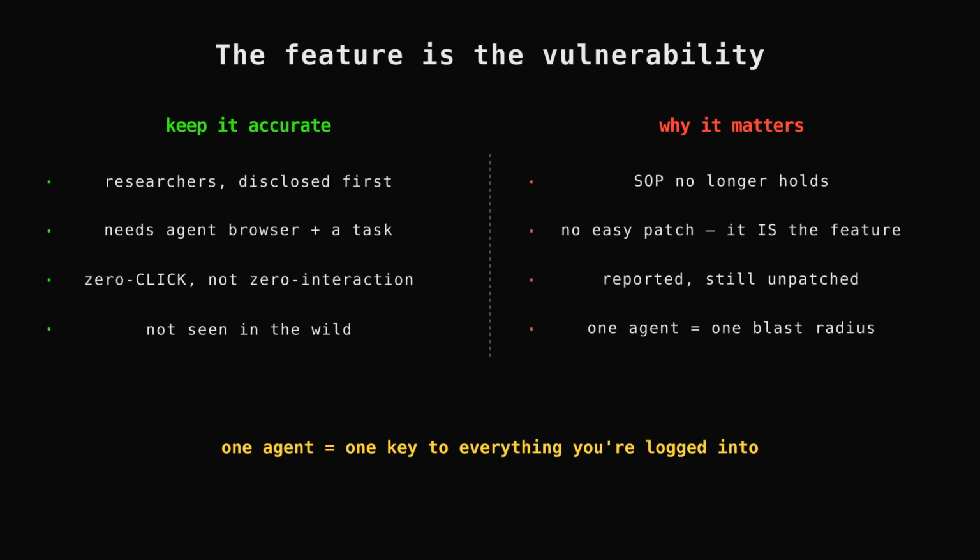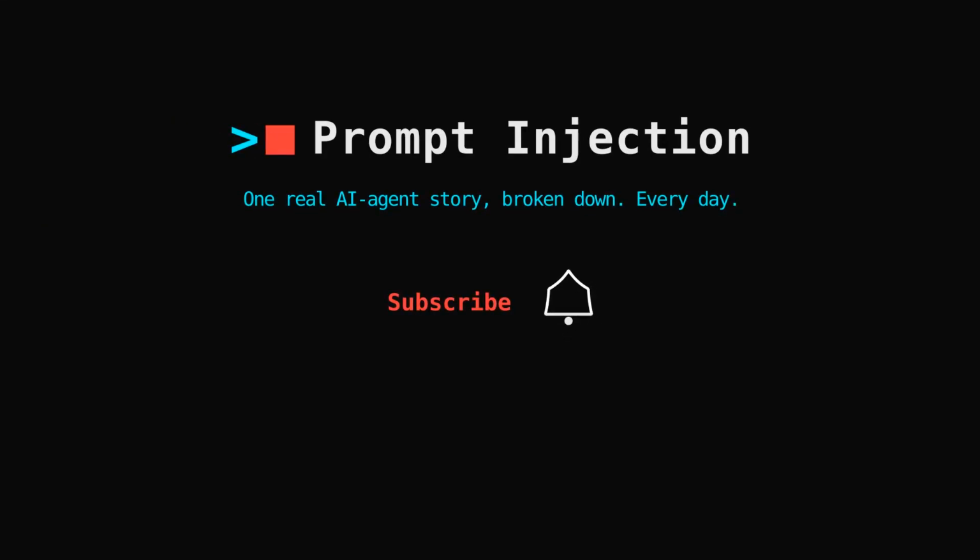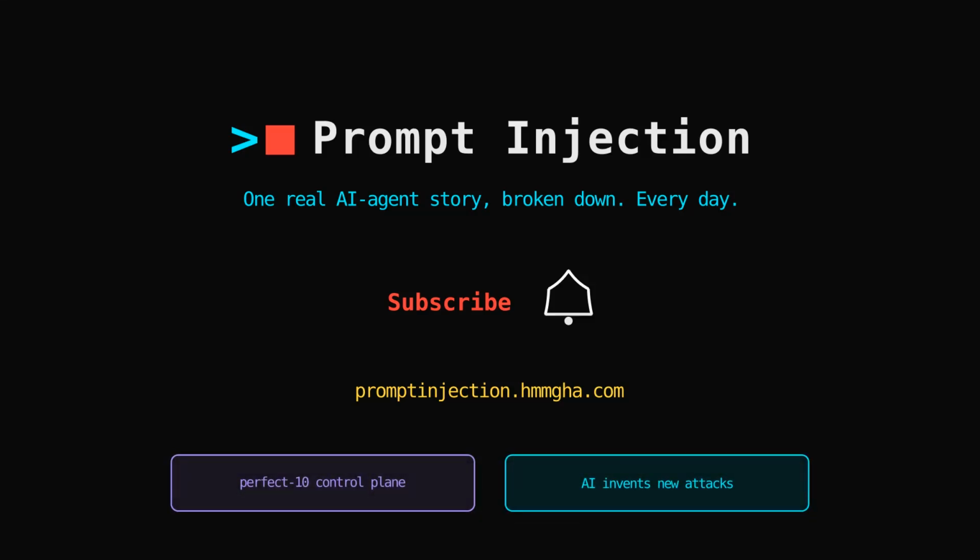Until there are real boundaries on what an agent can do across your sessions, treat an agentic browser like a single key that unlocks everything you're signed into at once. Don't run it logged into your bank, your email, and your work chat all at the same time. Because to that agent, and to anyone who can leave a comment on a page it reads, those are all one surface.